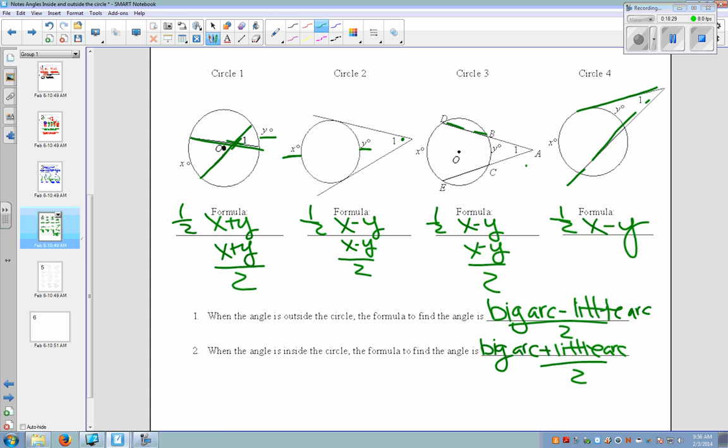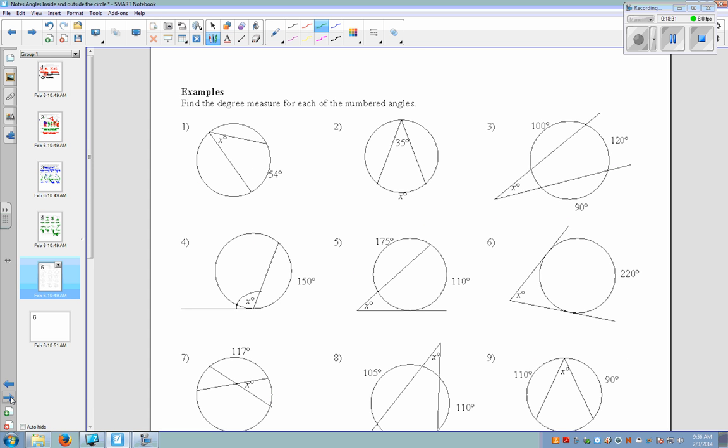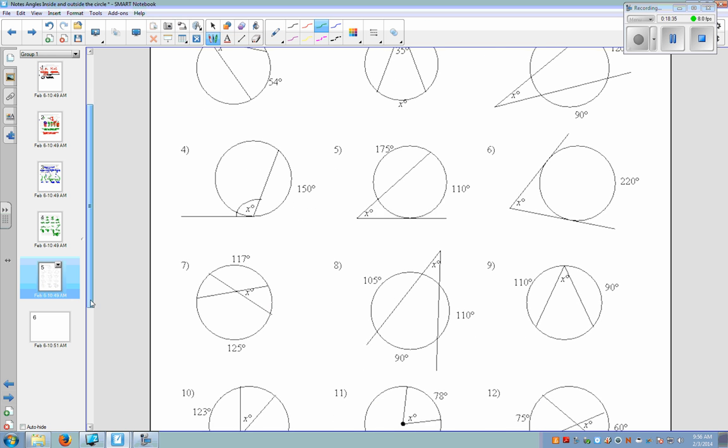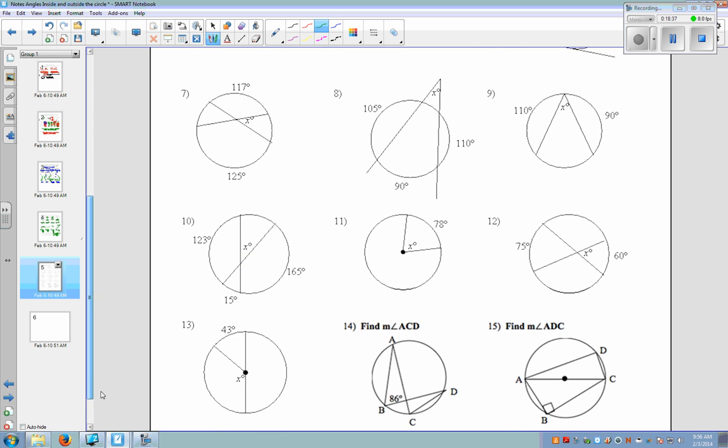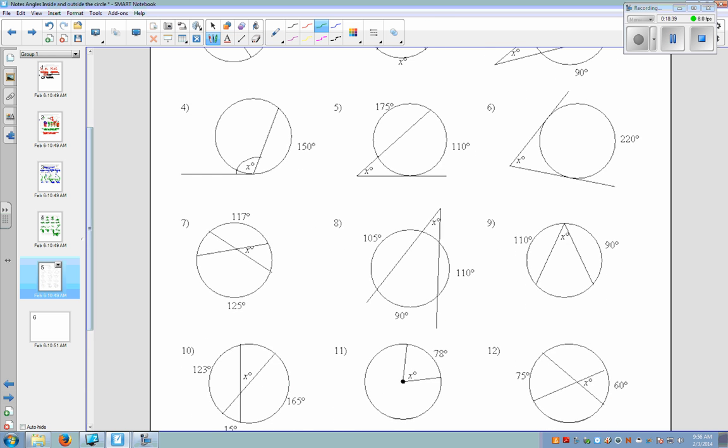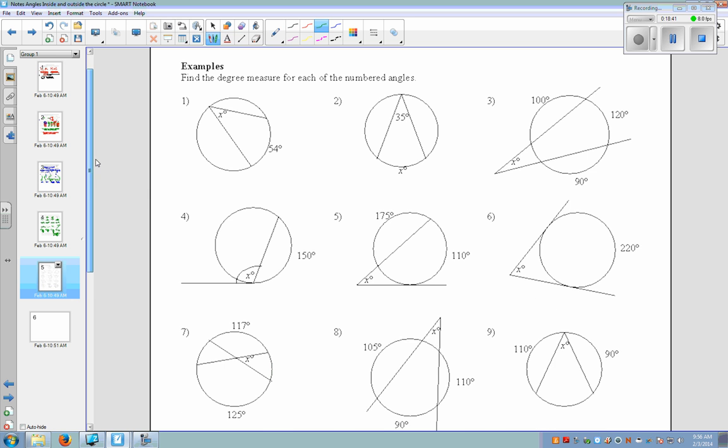All right, let's do some practice. We're going to do a couple of these together, and then some of them you're going to try on your own. We'll finish in class because our video is running a little bit long. All right, so let's start from the beginning. Find the degree measure for each of the number angles. First thing, decide, is it a center angle, an angle on the circle, inside or outside?